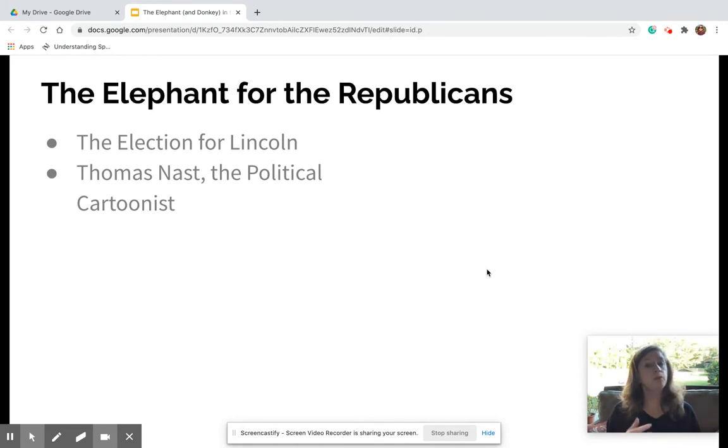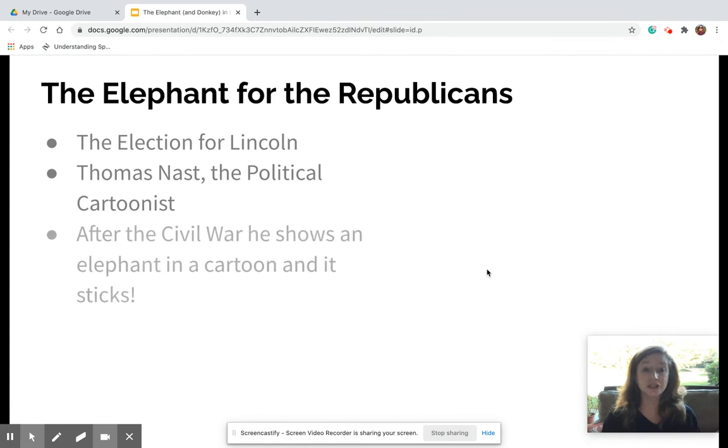Well, people were saying that he might want to go for a third term, and all of that caused Nast to draw some political cartoons. On this cartoon, he has a donkey in sheep's clothing, and then he has an elephant on the side with something like the Republican Party written on it. And so that stuck.